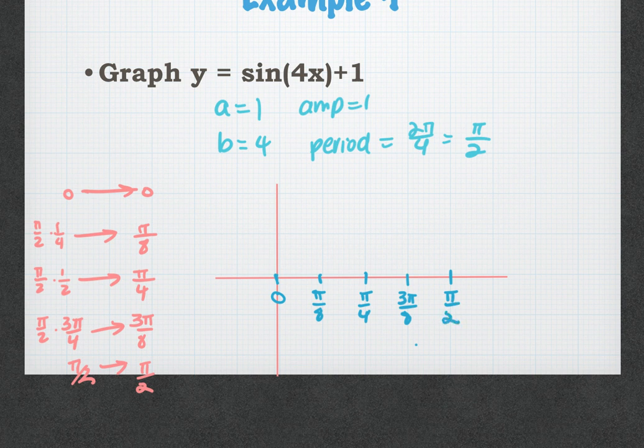Yep. Is that pi on 3 pi over 4 supposed to be the? Oh, this one? No. Thank you. No, it's just 3/4. Then I mark my amplitude, which is 1. So I mark 1 and -1. And then I say this is sine. Sine is the curve that starts at 0, goes up to 1, comes back down to 0, goes to -1, goes back up to 0, and I draw the curve.